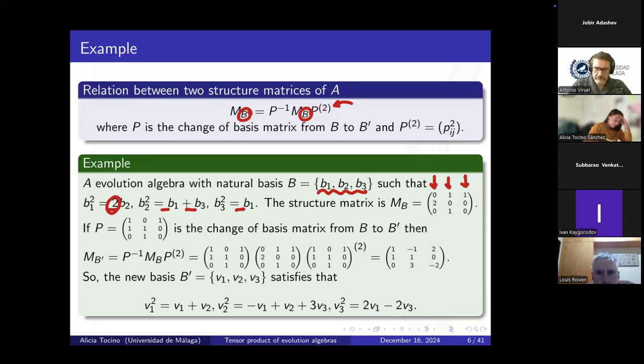If we consider a matrix as a change of basis matrix from the basis B to B prime, then we can construct a new basis B prime using the relation that we have just above. So the new vectors, the new elements in the basis, satisfy this new condition. They are not the same as before, but they define the same evolution algebra.